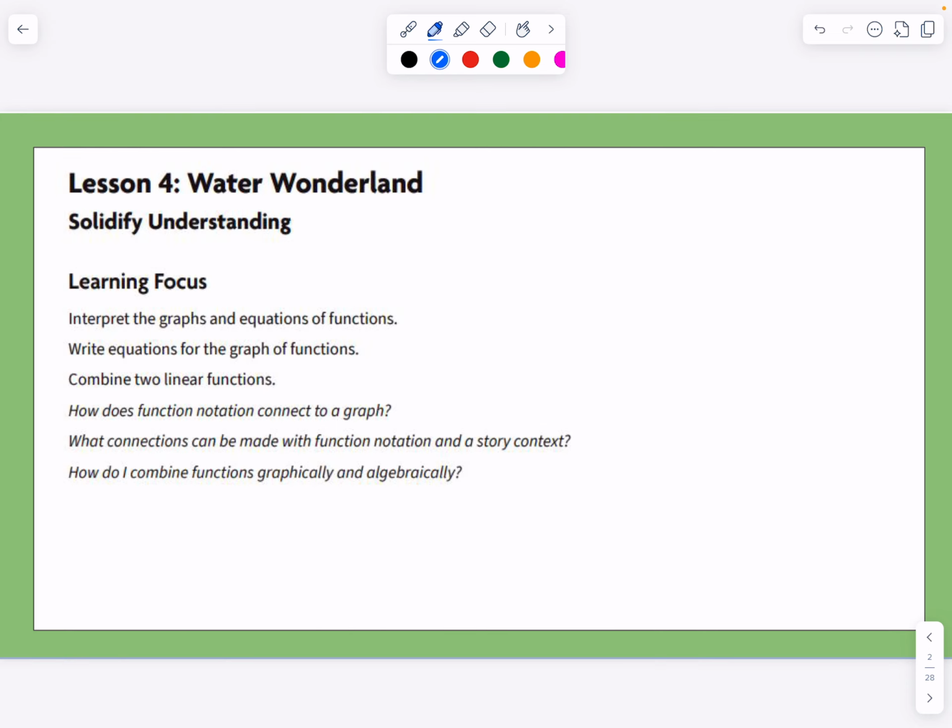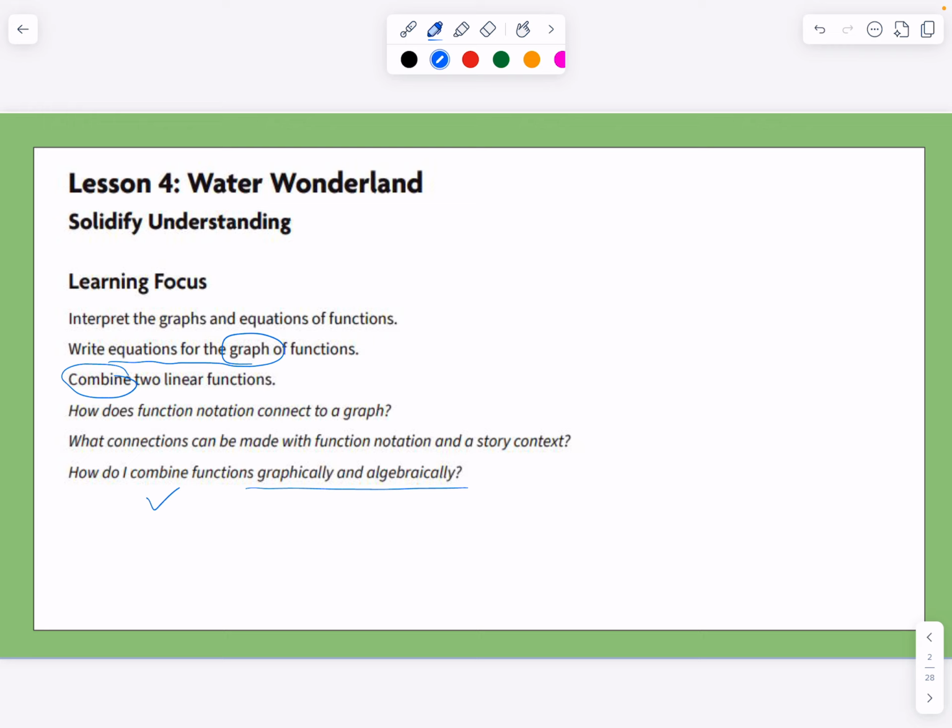All right, so today we are going to be talking about graphs and equations again as functions. We're going to be writing some equations that we figure out from graphs of functions. We're also going to be combining two linear functions today. All right, and so our questions we're talking about are how does function notation connect to a graph? What connections can be made with function notation and a story context, and how do I combine functions graphically and algebraically?